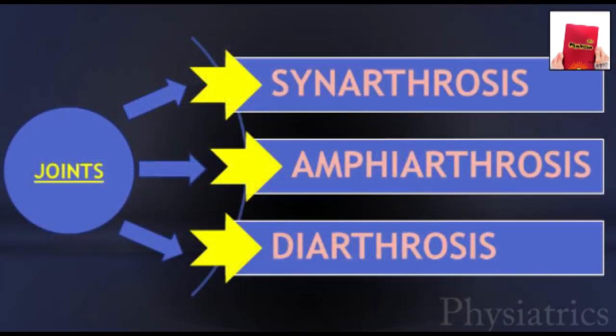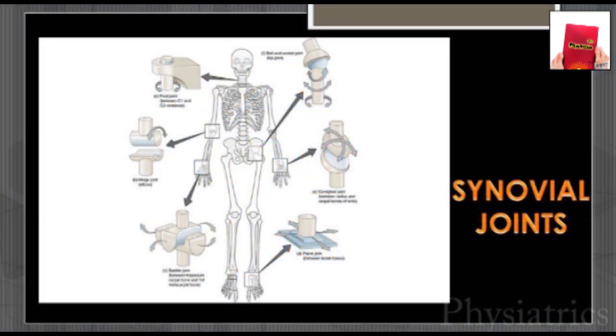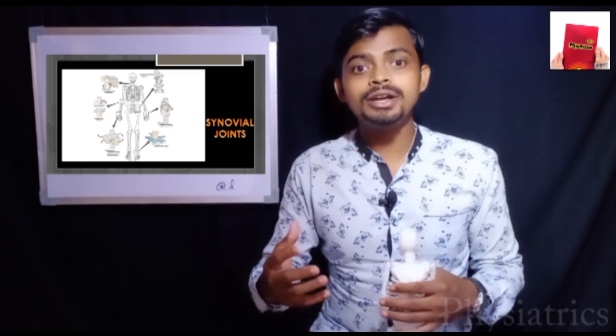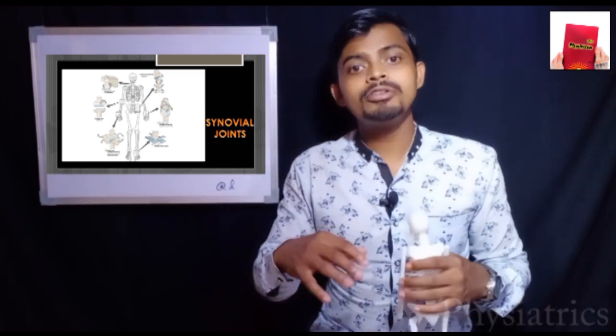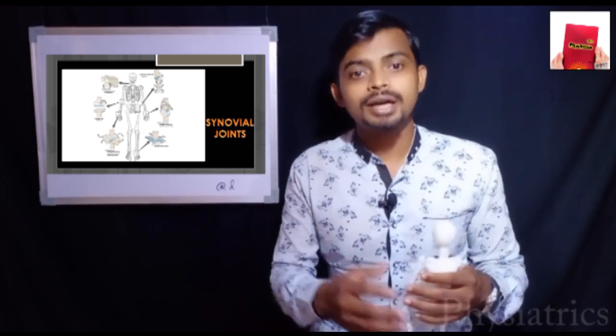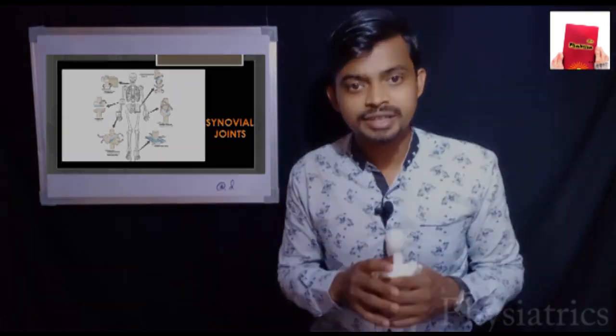The third type of joint is the diarthrosis. These are the freely movable joints of the synovial variety. These joints provide a lot of movement and have a bigger range of motion. Let's discuss the diarthrosis. These joints are basically of six types.